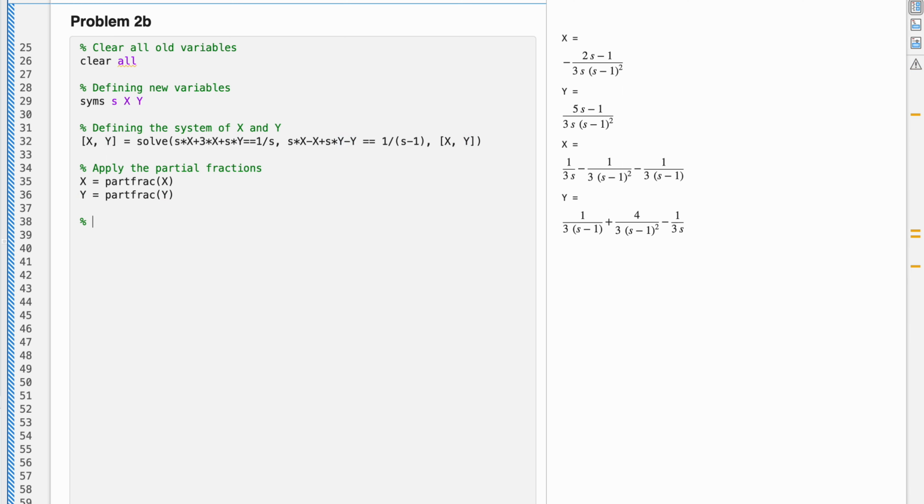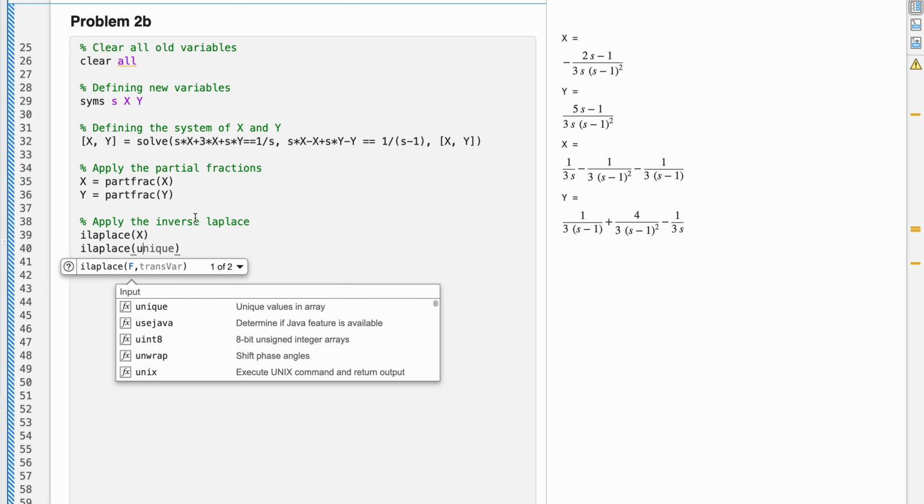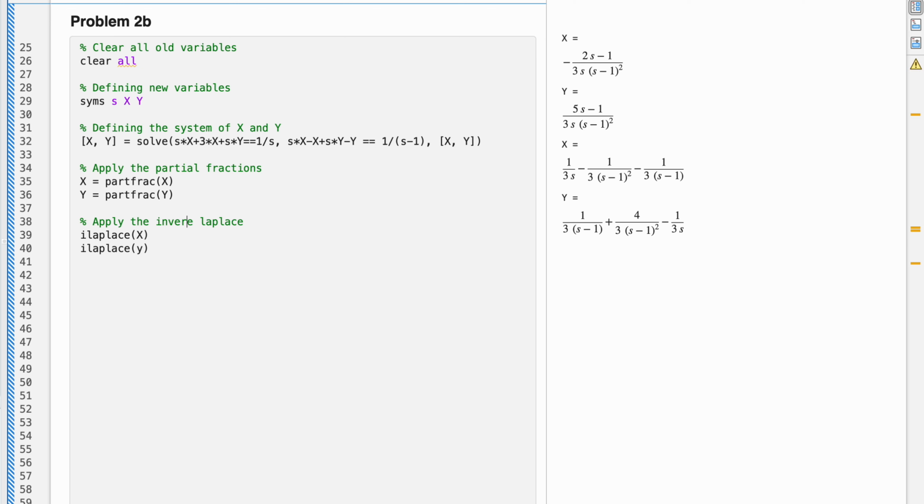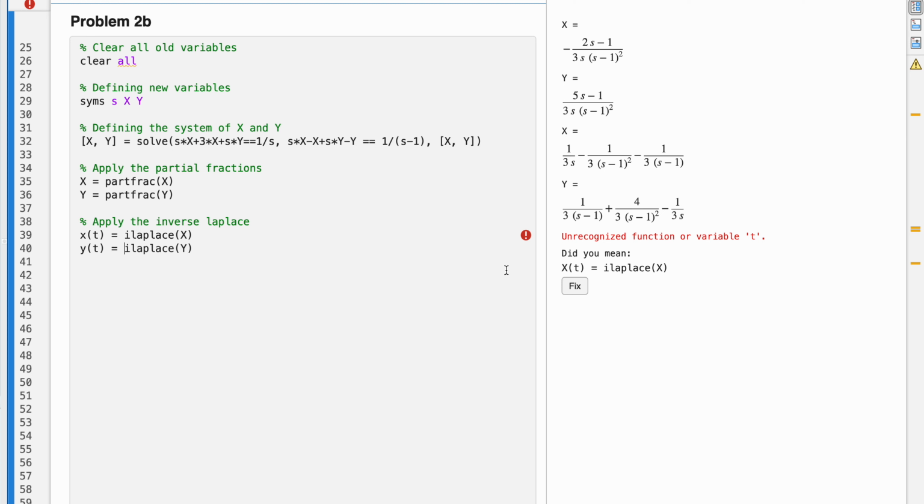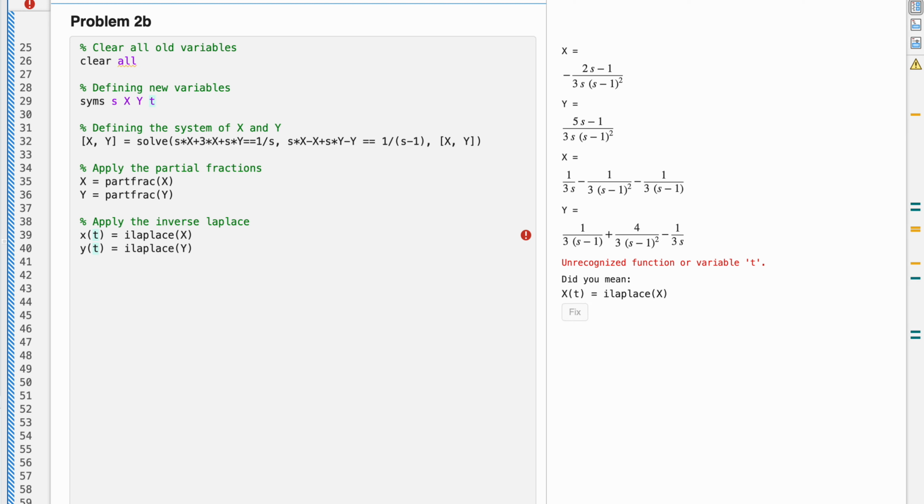So now we apply the inverse Laplace, ilaplace of x and ilaplace of y. This is going to be my small x of t, and this is going to be my small y of t. We press Control Enter, and what we get out of this is, maybe I spelled this wrong, unrecognized function or variable t. So let's put the t in here.